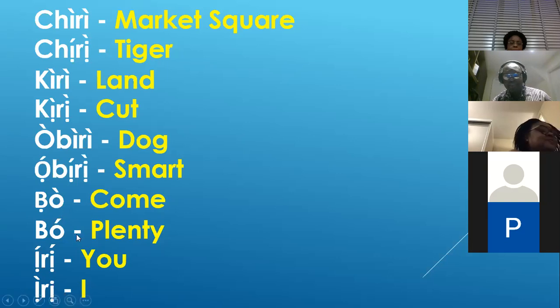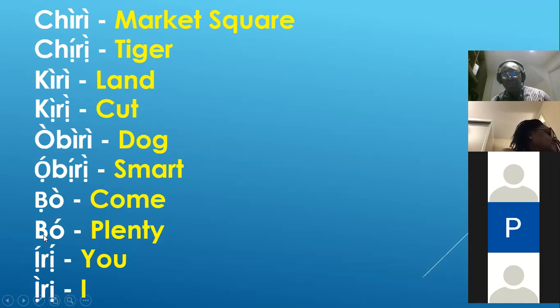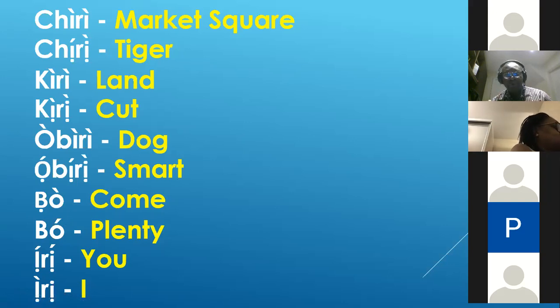Next one, Dango. Bo. So that's Bo, a B without a dot. Bo is rising. So it's Bo as against Bo. This Bo is rising.